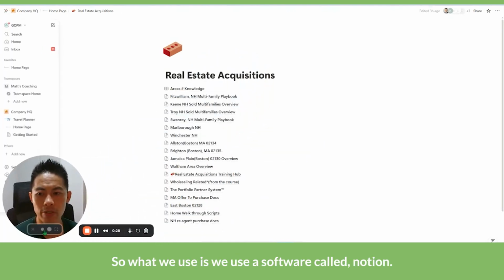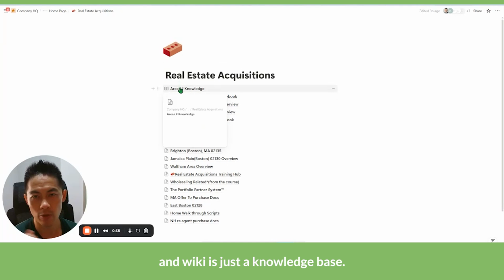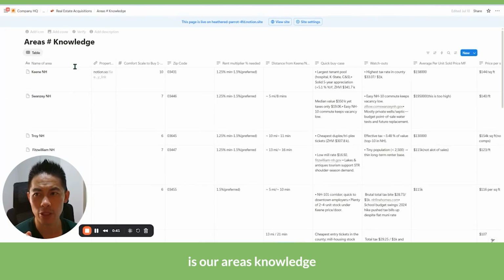So what we use is a software called Notion, and we use this as our internal wiki. And a wiki is just a knowledge base. So the first database that I'm going to show you is our area's knowledge. It'll give a name of the area, and it will give a hyperlink to the specific page, which I'll show you guys later on.